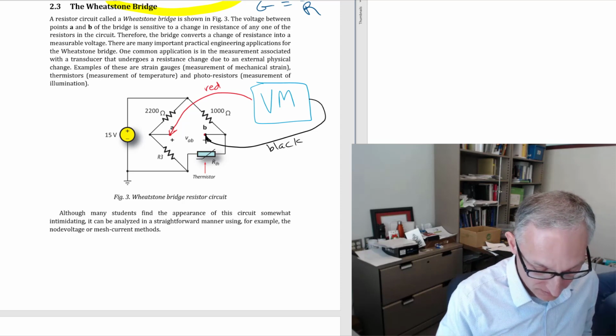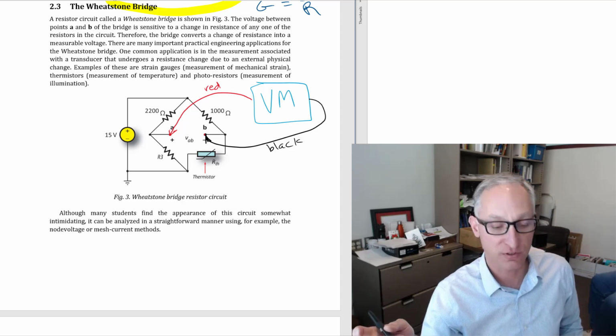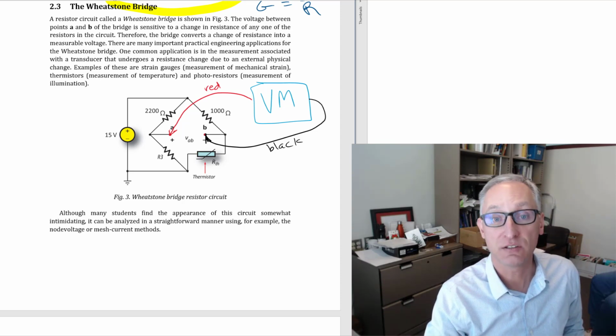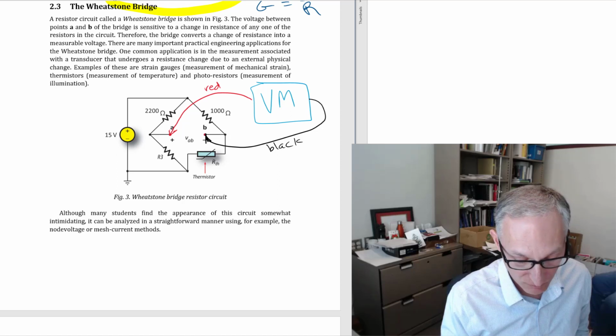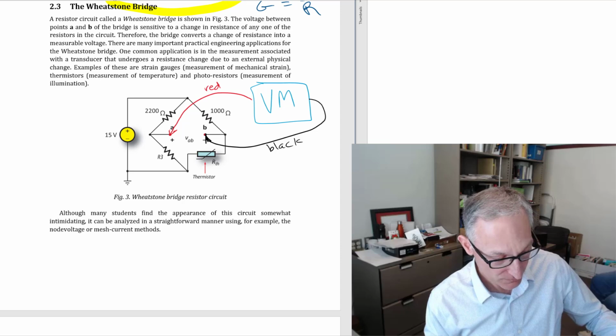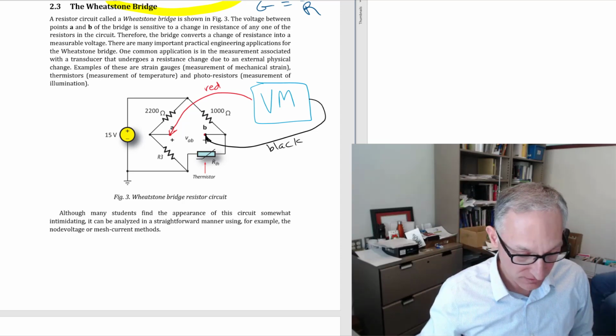Okay, and now you're going to derive the equation for this, but by measuring VAB, you're going to be able to figure out what that resistor value is, okay? So then, let's get into the lab, okay?